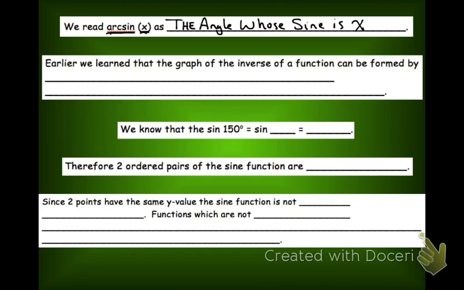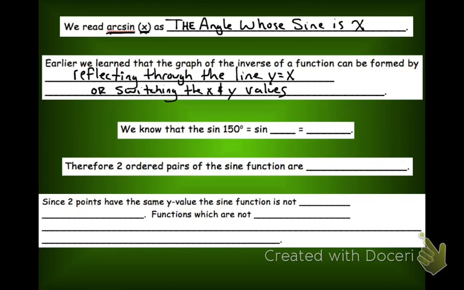So early we were learning that the graphs of the inverses of functions can be formed by reflecting through the line y equals x, or switching the x and y values. So when this happens, we know that sine of 150 is the same thing as sine of 30, which both of those equal 1/2. And if you needed to, you could do that in your calculator. You could do sine of 150, and it would give you 1/2. You could do sine of 30, and it would give you 1/2.